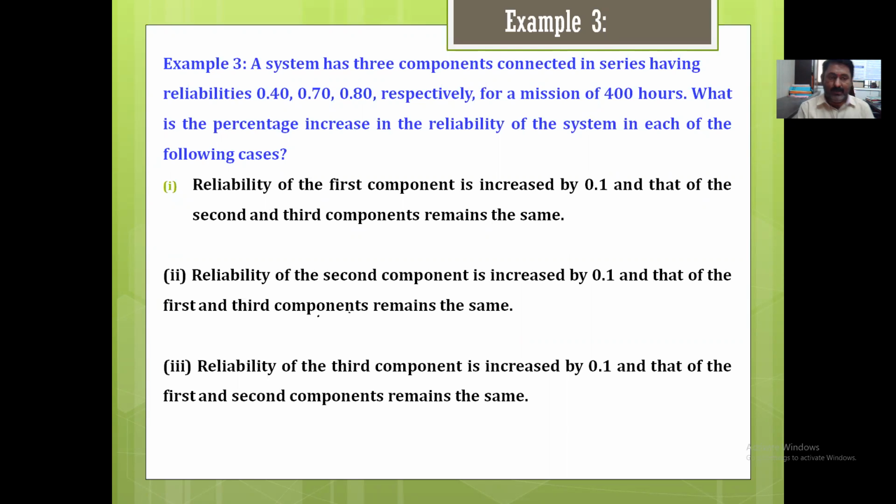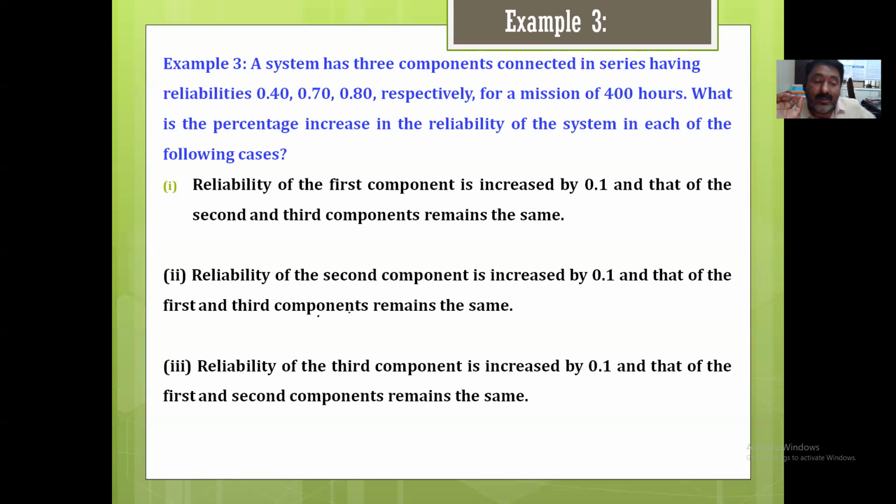parallel configuration. A system has three components connected in series having the reliability of 0.4, 0.7 and 0.8. See, three components are given. Reliability R1 is 0.4, R2 is 0.7 and R3 is 0.8, or you can use any other notation also. Here, for a mission of 400 hours, what is the percentage increase in the reliability of the system in each of the following cases?